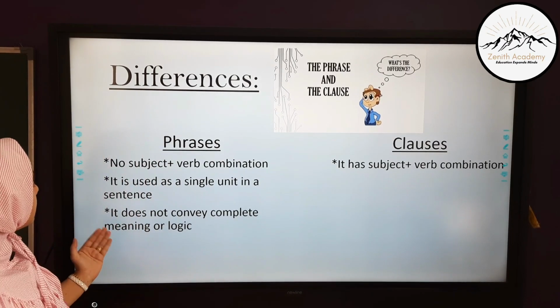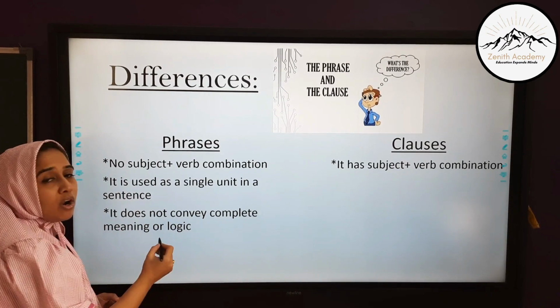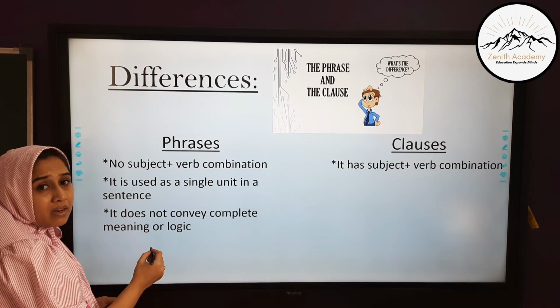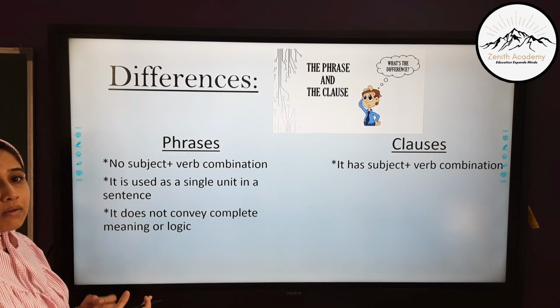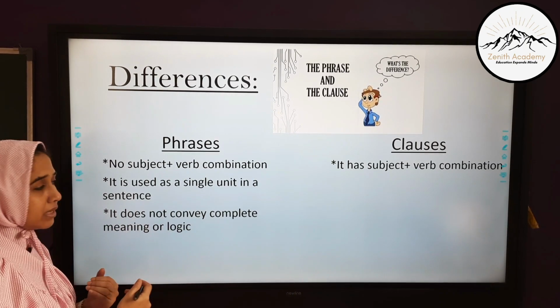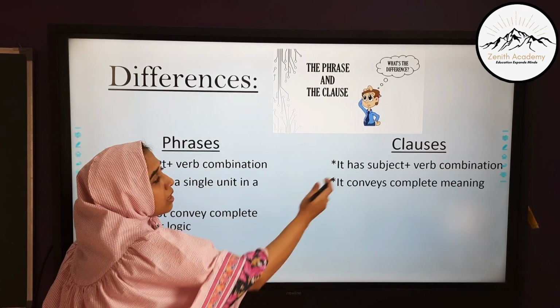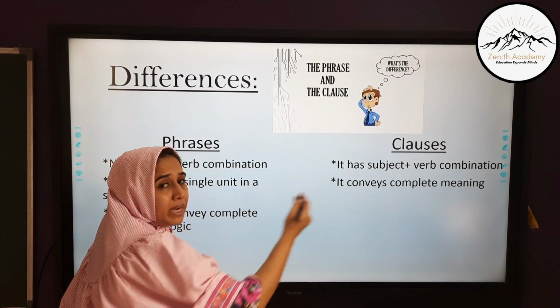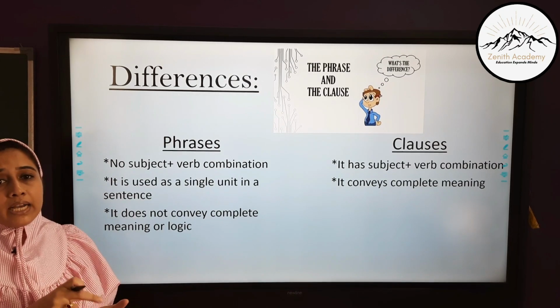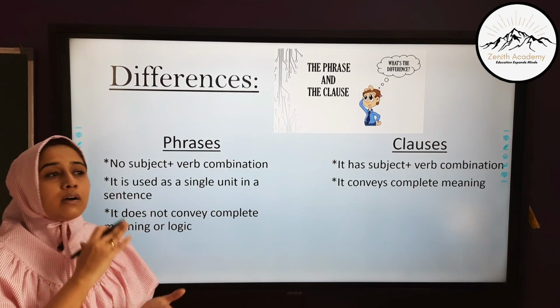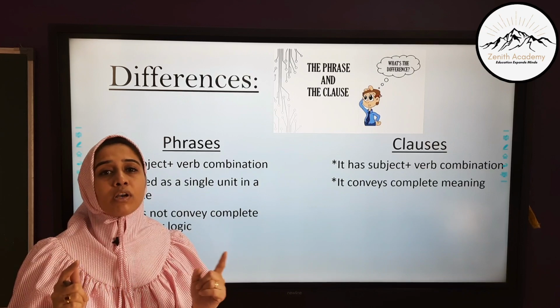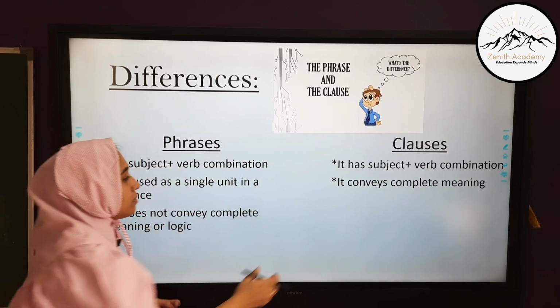Now, a phrase does not convey complete meaning or logic. Now, what does this mean? That we will understand better when we look into the examples. A clause conveys complete meaning. Means when you are reading a particular clause, you will understand the complete meaning of what that sentence conveys.